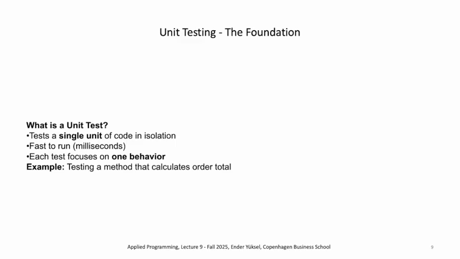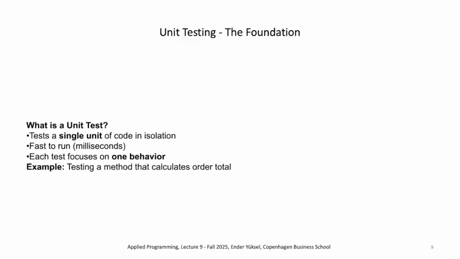Let me give you a concrete business example. Imagine you're building an e-commerce system. You have a method that calculates the total price of an order. It takes the item prices, it applies discounts, it adds tax, and adds shipping. This is perfect for unit testing because you can test: does it correctly sum item prices? Does a 10% discount give the right result?